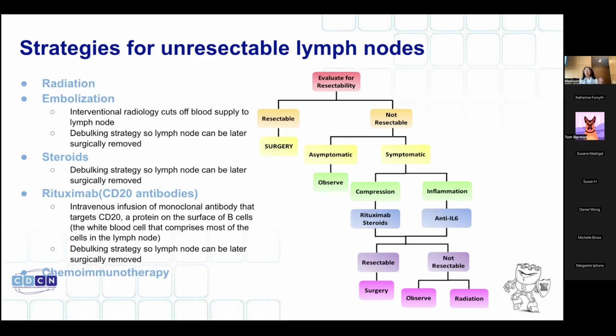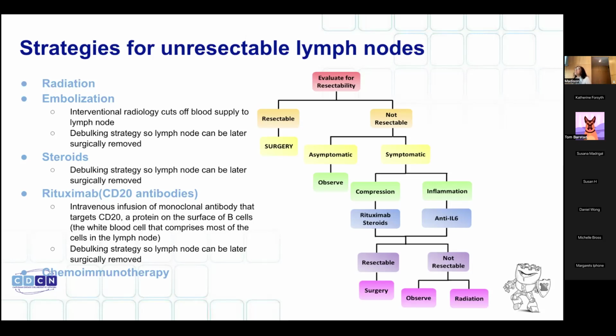So rituximab and steroids together don't treat Castleman's pathology, right? It's not eliminating the mysterious cell that's producing Castleman's, but it will reduce the inflammatory cells around the Castleman's pathology. So if you're having a lot of compression, decreasing that inflammation can decrease the size of the lymph node and the compression improves.